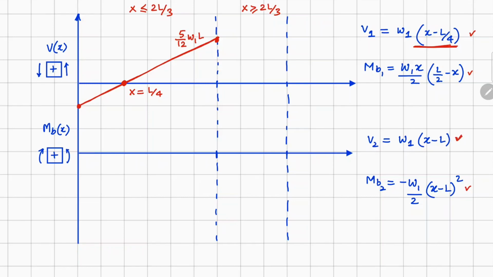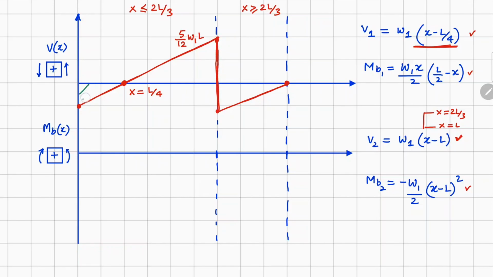Next we can plot your v2. So if you check the value of this at 2 points, one is x equals 2l over 3 and x equals l. At l you can directly see that this value is going to be 0. At 2l by 3 it will be minus w1 l by 3. So minus w1 l by 3 is going to be somewhere here. So we can now connect them with a straight line, and this drop right here is coming because of the reaction force R2 that we have.